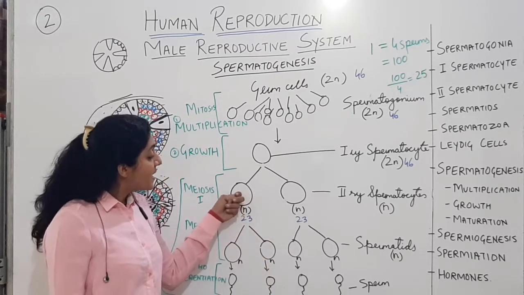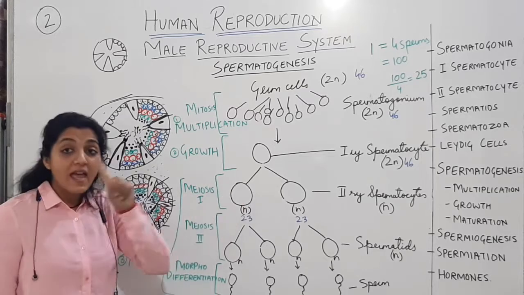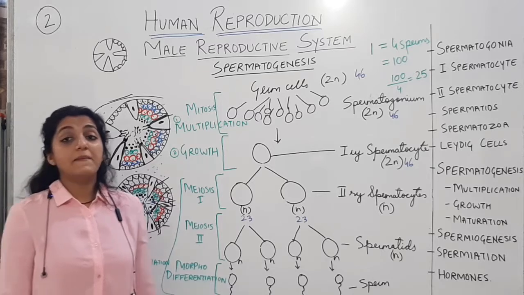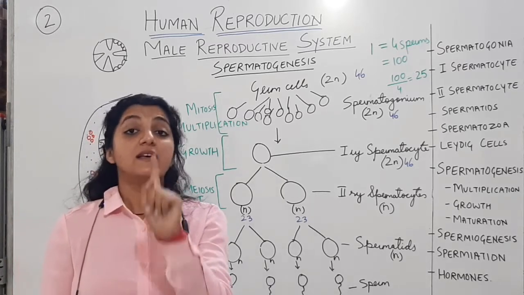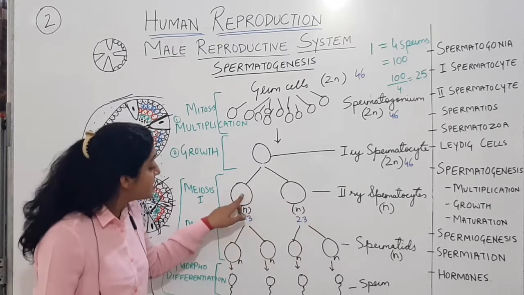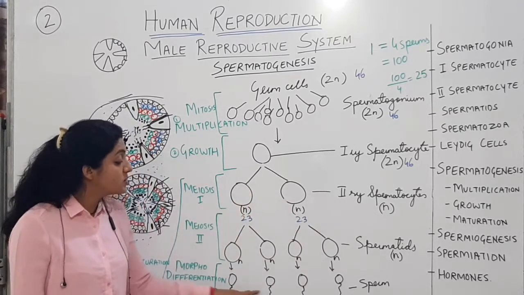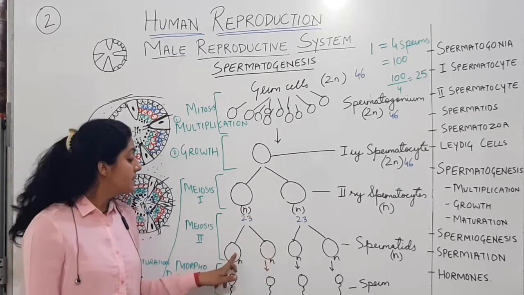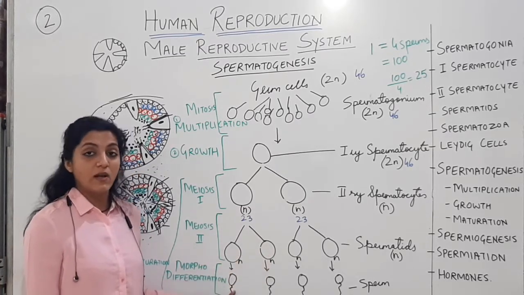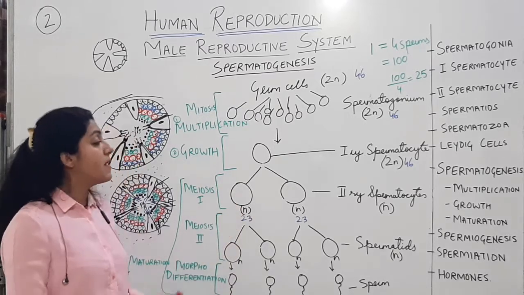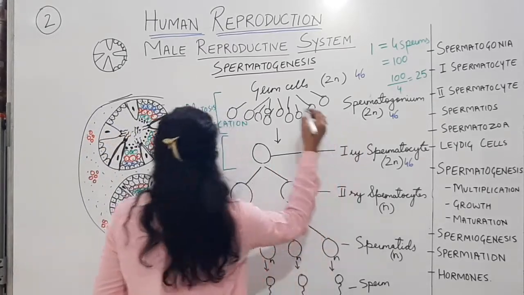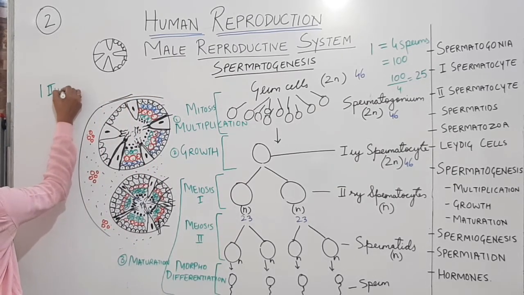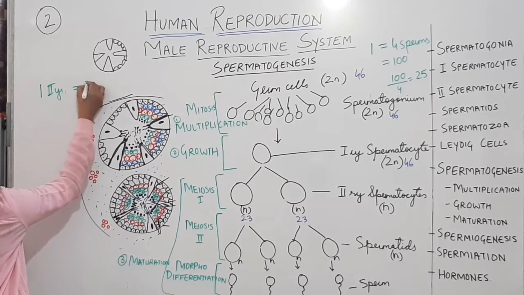एक सेकेंडरी स्पर्मेटोसाइट में से कितने स्पर्म्स बनेंगे? I am saying one secondary spermatocyte. So one secondary spermatocyte can make 2 sperms. It is differentiating into 2 spermatids, and then each spermatid will form 1 sperm. So one secondary spermatocyte can form 2 sperms.